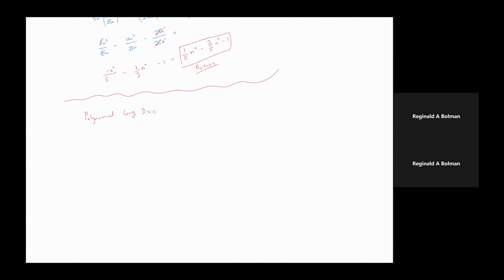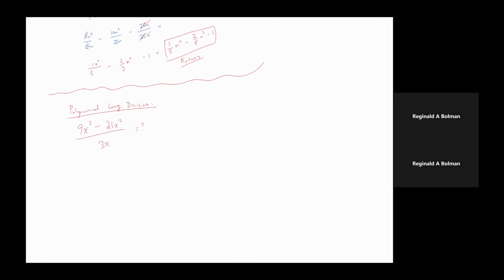Okay. So with polynomial long division, if we back up to the first example problem, say we wanted to calculate 9x cubed minus 21x squared all over 3x, and we wanted to know what this is equal to. With the polynomial long division technique, what we are going to do is very similar to long division. If you recall how long division works, suppose you wanted to, I don't know, divide 257 by 2, and I wanted to calculate what this is equal to.